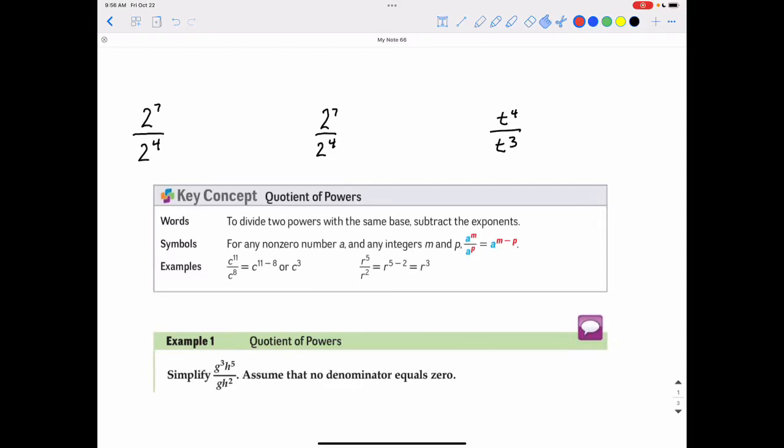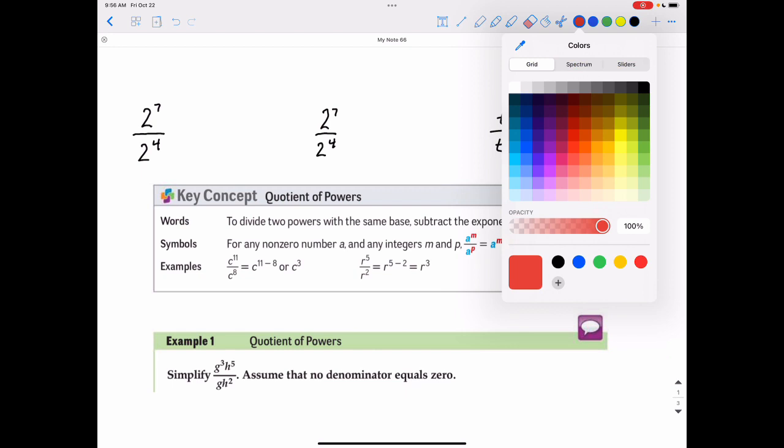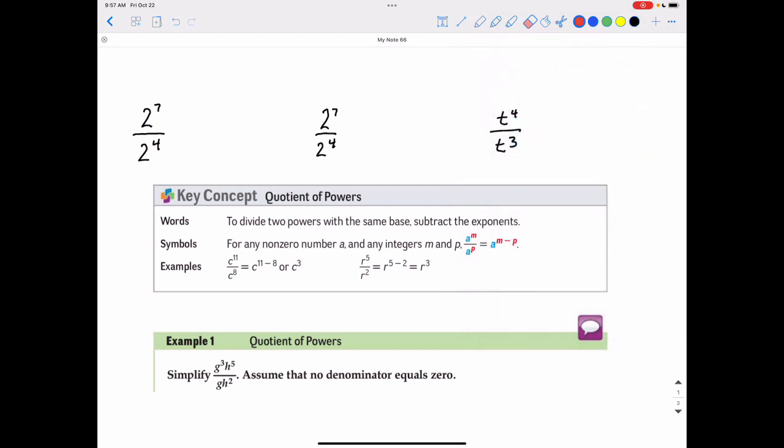Consider the following: 2 to the 7th divided by 2 to the 4th power. One way to do that is to figure out what 2 to the 7th power is. So 2 to the 7th power is a pretty big number, so maybe you have to use a calculator for that. If we were to do that, we would get 128. 2 to the 4th power is 16. And when you divide 128 by 16, you would get 8. So that would definitely work with large numbers, but you probably need a calculator for it.